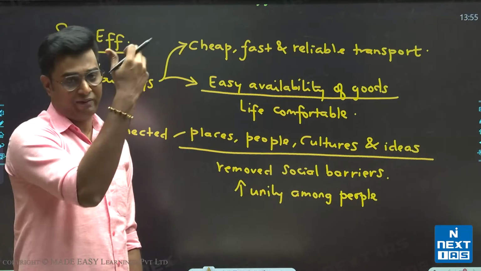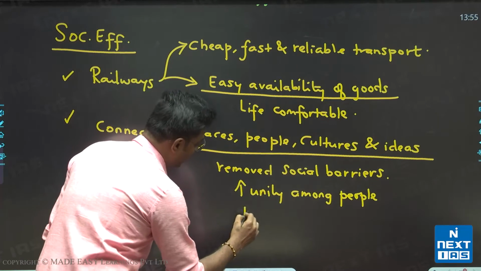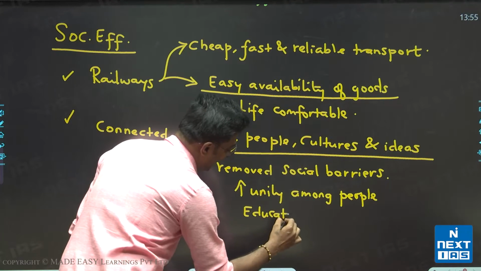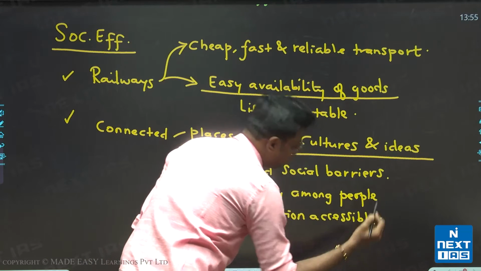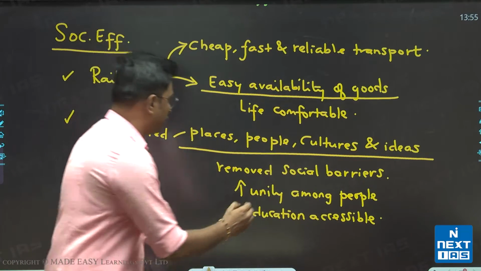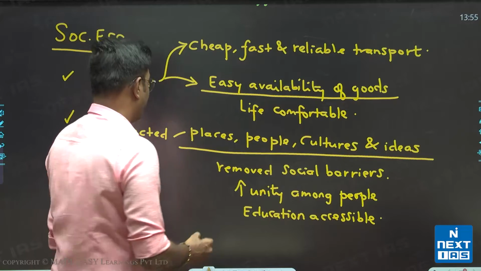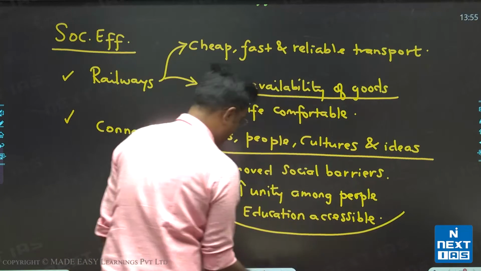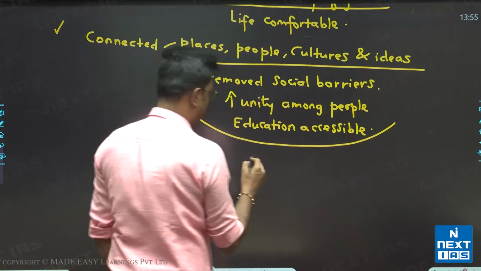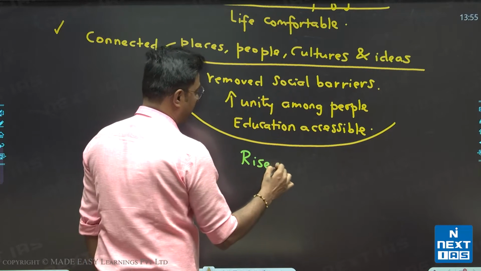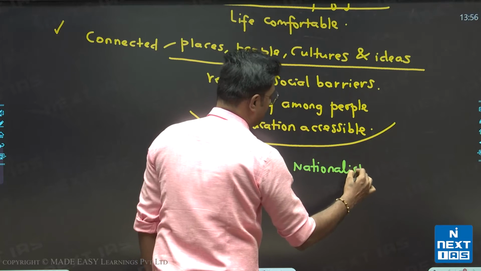People could also travel far and get educated. So you can also say railways made education accessible. So due to increased unity among the people, education getting accessible, rationality increased, and that ultimately resulted in rise of nationalistic sentiments.